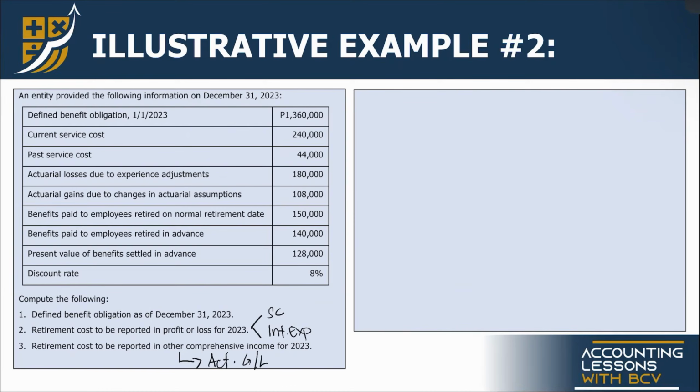So, of the three amounts we report in relation to your defined benefit obligation, the first two items are P&L. Then, the third, which is the actuarial gains and losses, is in OCI as required by IAS 19. Okay? Let's start. Number 1. Defined benefit obligation as of December 31, 2023. So, let's make a T-account for this.